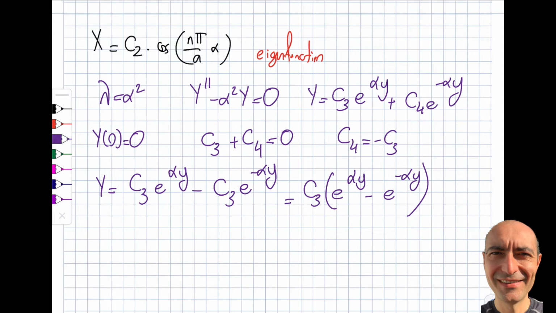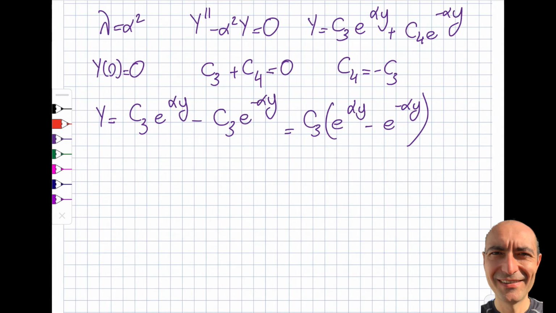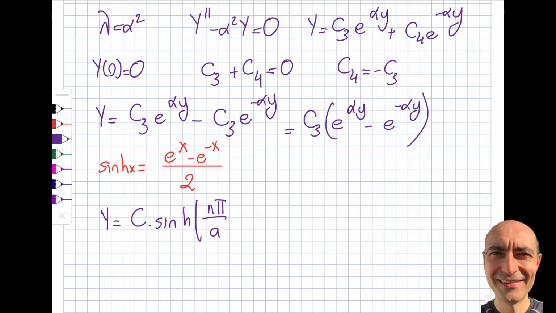Okay, let's take a short information session over here. Sine hyperbolic x is equal to e to the x minus e to the minus x by 2. Remember that? So now I'll take advantage of that, and I will simply say that this y, let's go back, this y will be c sinh of pi by a, which is my alpha, y. Okay? So you can see over here what I'm doing. So this actual c will be twice of the c3, right? It's not the same thing as c3, right?